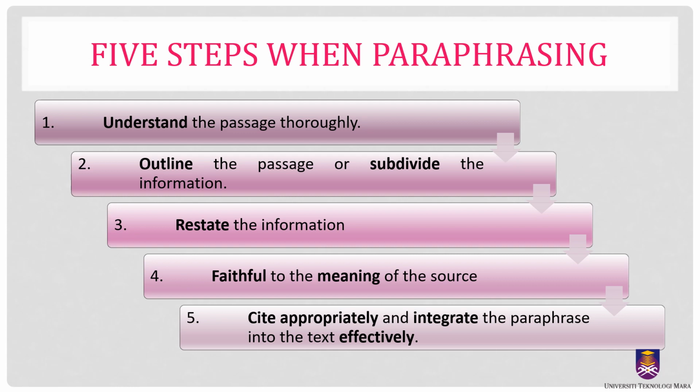In order to paraphrase the text well, here are the 5 steps that you can follow. First, you need to understand the passage thoroughly. Second, you need to outline the passage, or you can subdivide the information given in the text, and then you can restate the information in your own words. And please make sure to stay faithful to the meaning of the source. And next, you need to cite appropriately and integrate the paraphrase into the text effectively.